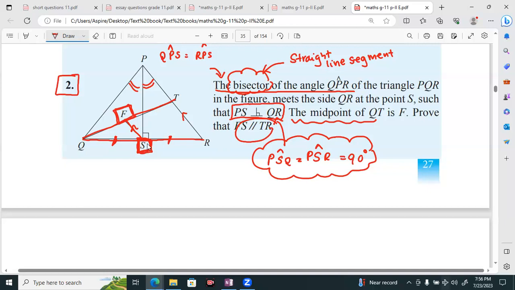Because then it says S is the midpoint of the QR line, then FS becomes the straight line segment that joins two sides of the triangle QTR, so it is parallel to the third side. Okay, now to show this one, what do we have to do? Is there any idea? The information that we have is these two sides, two angles are equal, these two angles are equal. Then how do we connect all this information and how do we build this relationship?